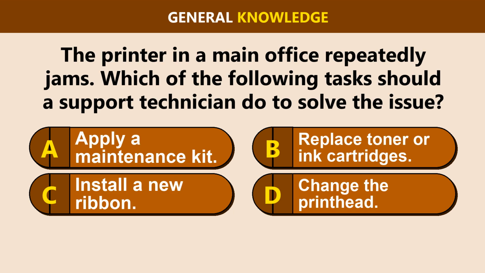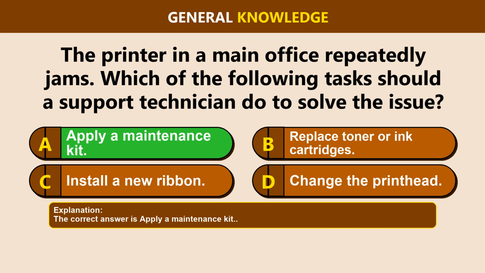Question 26. The printer in a main office repeatedly jams. Which of the following tasks should a support technician do to solve the issue? Option A, apply a maintenance kit. Option B, replace toner or ink cartridges. Option C, install a new ribbon. Option D, change the print head. The correct answer is option A, apply a maintenance kit.